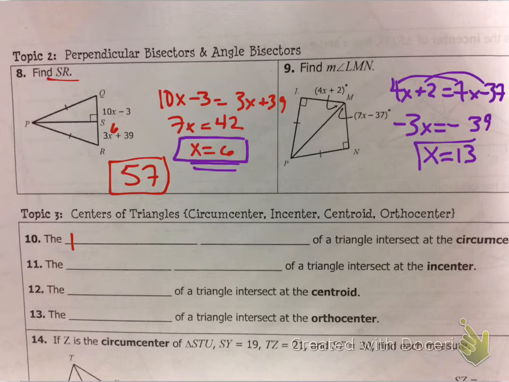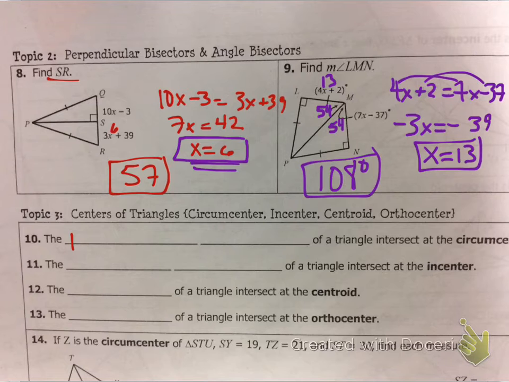And again, this is where you would be done for the CPs. For the pre-APs, yes, I'm going to ask you to figure this out. So I want to find LMN. If I plug this 13 in here and say 13 times 4, which should give me 52, plus the 2, which gives me 54. So if this is 54, this is 54, so LMN would be 108 degrees. Okay, and so there you go.